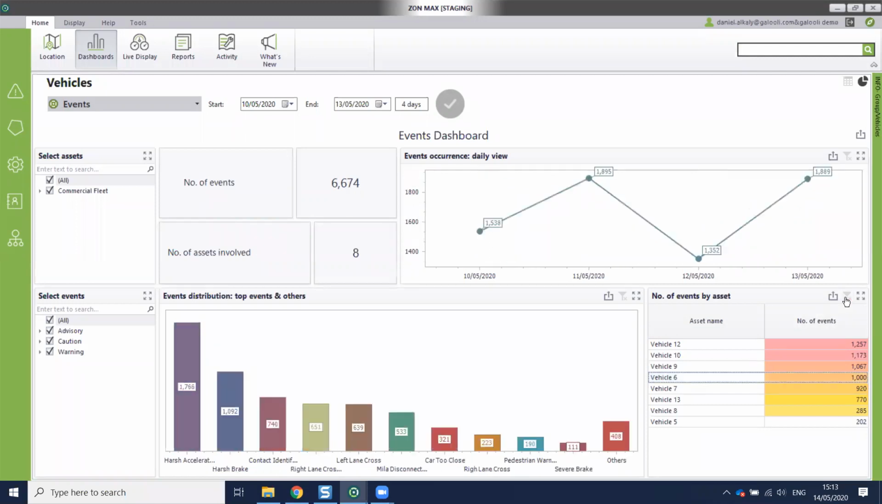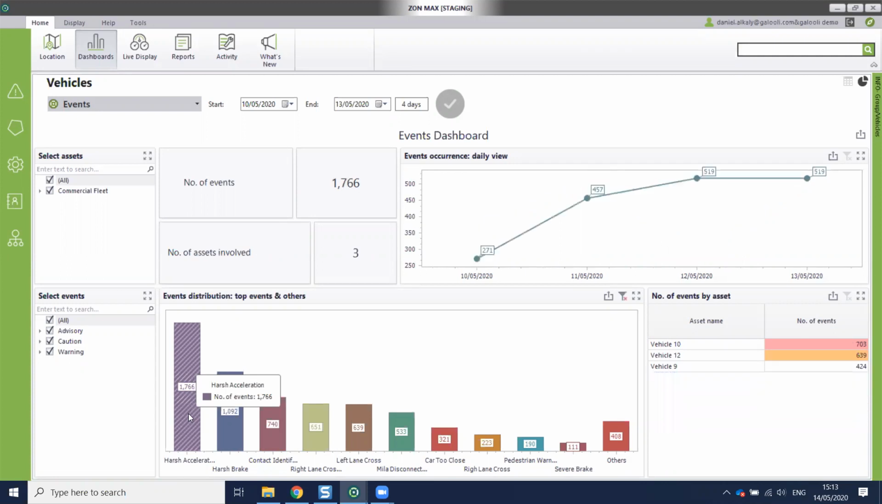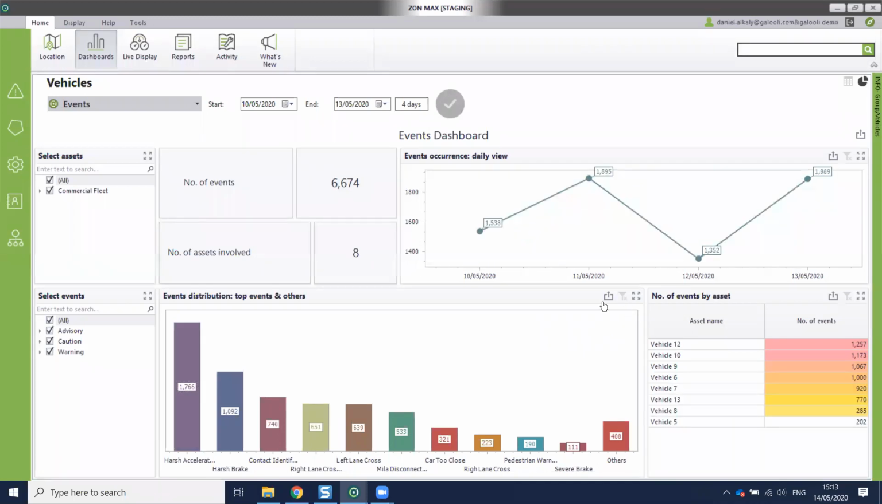But I don't only have to do this for vehicles, I can also do this for events. So I can simply click here on the harsh acceleration, and I can see which vehicles performed harsh acceleration the most. So we see that the harsh acceleration was actually performed not by the entire fleet, but by vehicle 10, 12, and 9. And these are probably the vehicles that we need to discuss with the driver to understand why this is occurring. I could also do the same filtering by date.